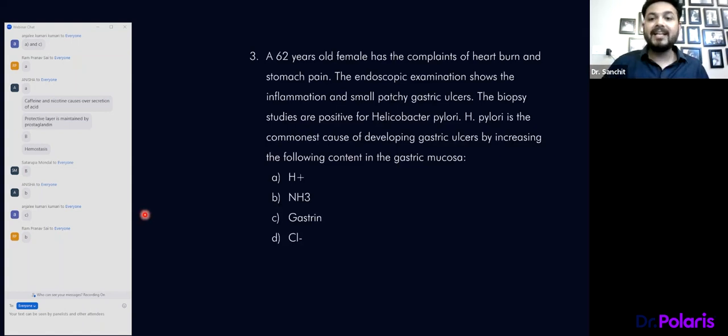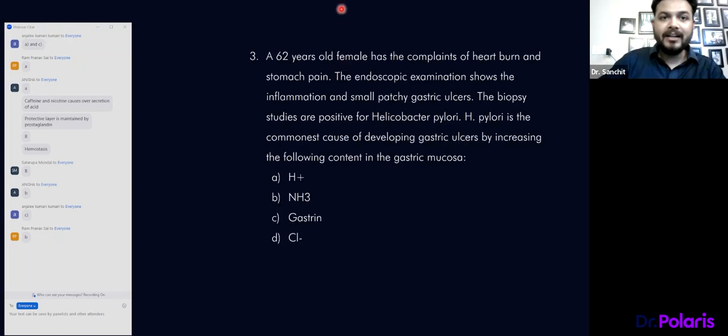Simple. Now, indirectly, once that ulcer gets formed, it will lead to more H plus ion concentration. Finally, it will lead to more gastrin, more chloride, but it is not directly connected. It is all indirect. But the direct communication is with ammonia. Understood? So in simple terms, whenever you get an ulcer question, you put ammonia with H. pylori, you will get your answer. Simple. Got the answer? Okay, clear?